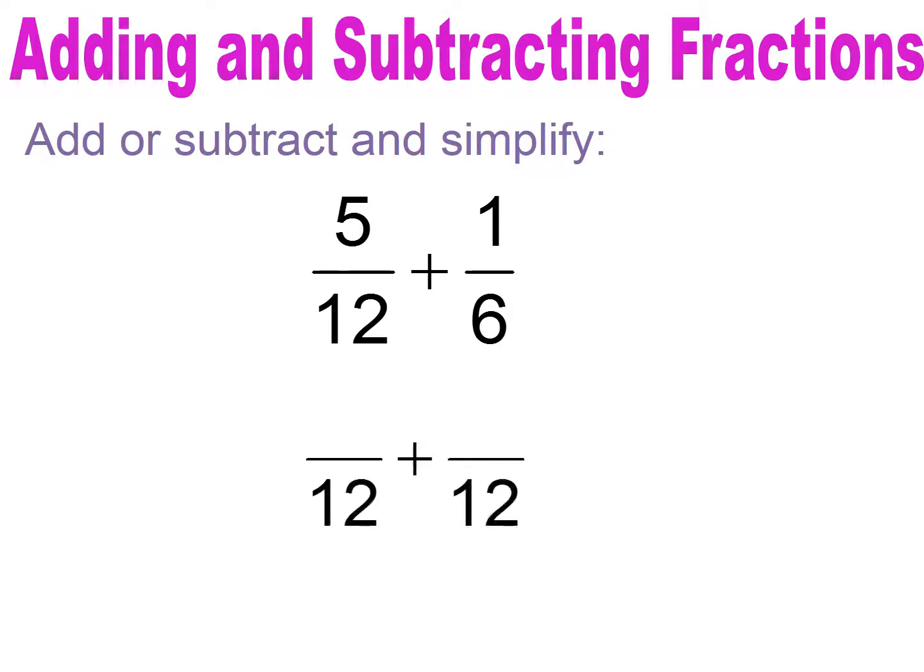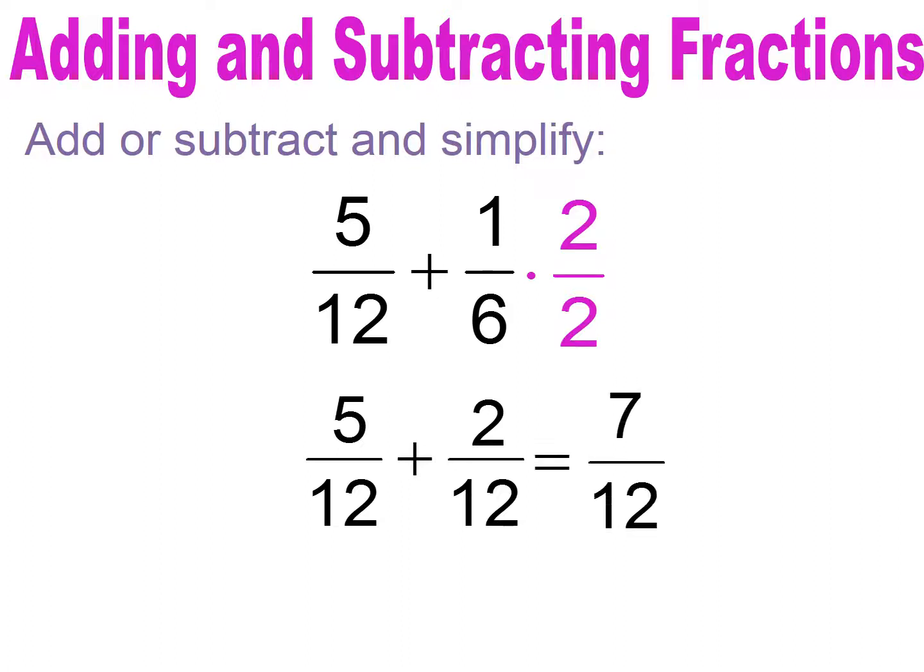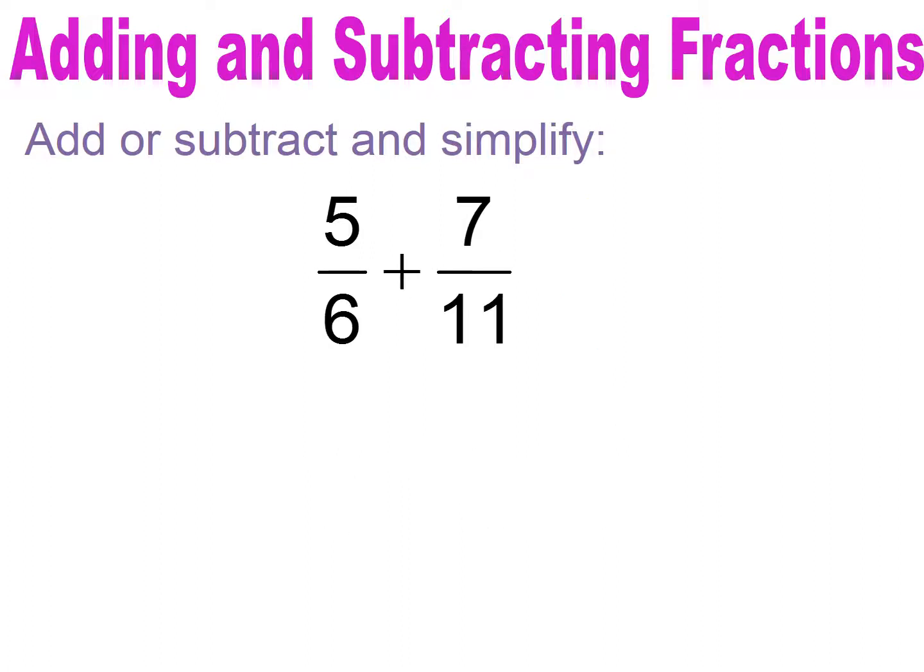Okay, so you see here, 6 divides into 12. My least common multiple would be 12. So the first fraction I leave alone. The second fraction, I multiply the top and the bottom by 2, and I convert the fraction. Now I have a common denominator. I add the numerators, and I get 7 over 12. Pause and try.